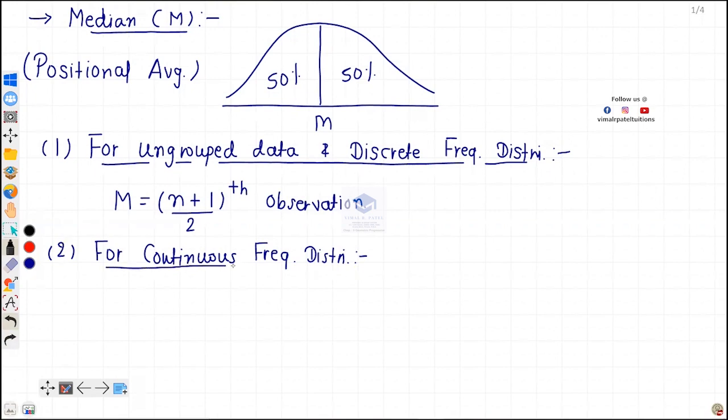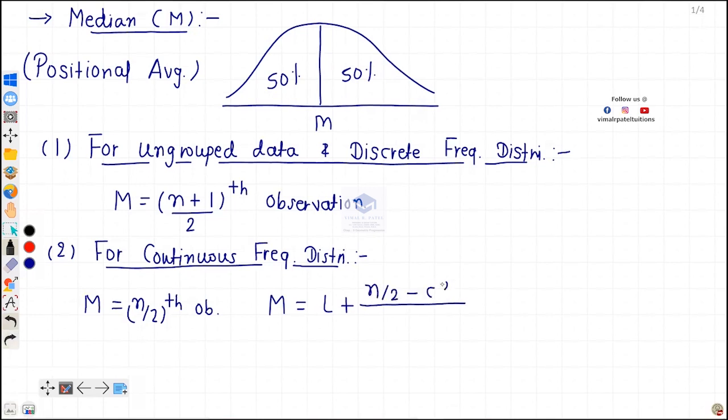Now, for continuous frequency distribution, first of all, you have to find out the median class by finding the n by 2th observation. From that, you have to use this formula. M is equal to L plus (n by 2 minus cf) upon f into c.